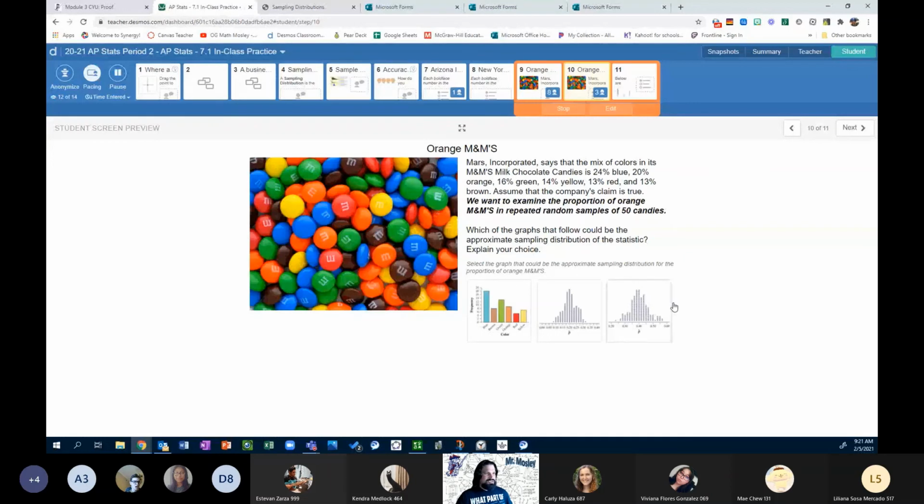I could not get these images to be any bigger. The first image shows a bar graph. The second image shows a dot plot. In the middle, it goes a range from 0.00 to 0.40. The third dot plot goes from 0.20 to 0.60 as far as its range. So you need to choose between these 3, which one could be an approximate sampling distribution for the statistic we are tracking, the proportion of orange M&Ms.